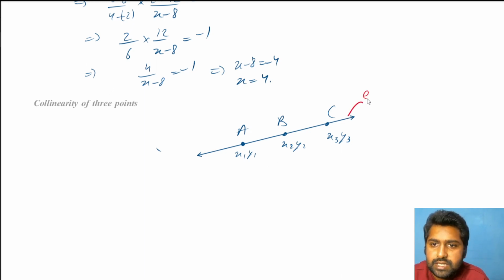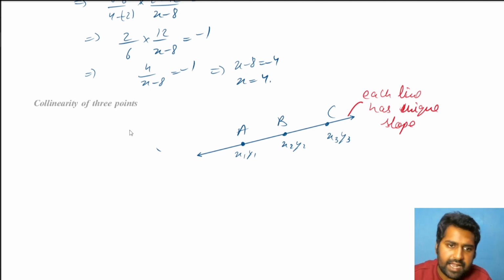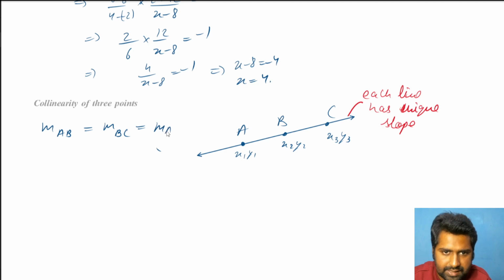This is a line. Each line has a unique slope. What is the meaning of unique? A single value. Okay, each line has a unique slope. That means if I calculate the slope using A and B points, M AB, that should be equal to the slope using BC, that should be equal to the slope using AC. In order to prove it, you use any two. I've given you three expressions here: M AB is equal to M BC is equal to M AC.